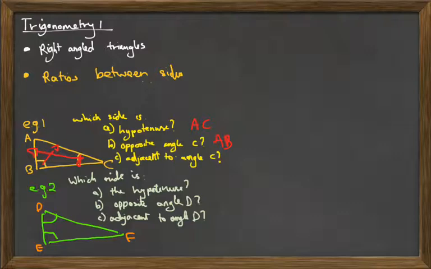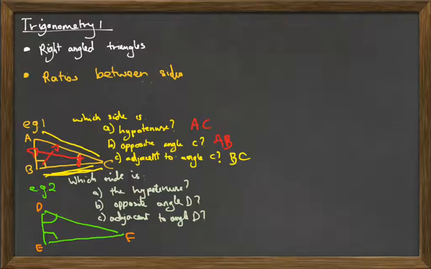Which side is adjacent to angle C? Well, there are two sides adjacent to angle C. There's this side here, or this side here. Now, we've already used the hypotenuse, and the hypotenuse never changes. So we say that the side which is adjacent to angle C is the bottom side there. This side here, which is side BC.